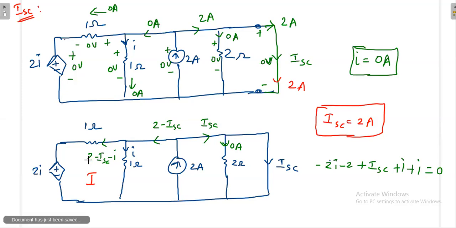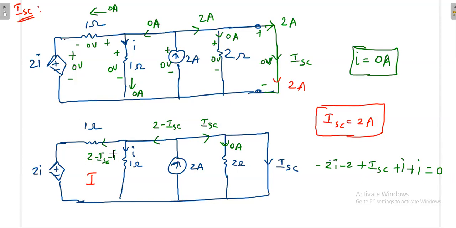Now you have only one equation, but two variables. That means you have to calculate either ISC or I. Because finally we need ISC, just find out what I is. That's why you have to take the help of one more KVL.